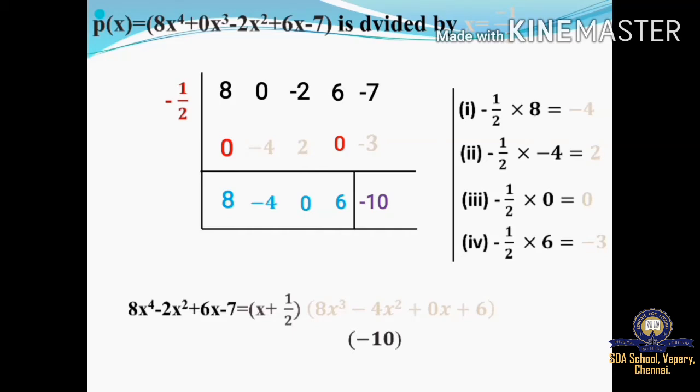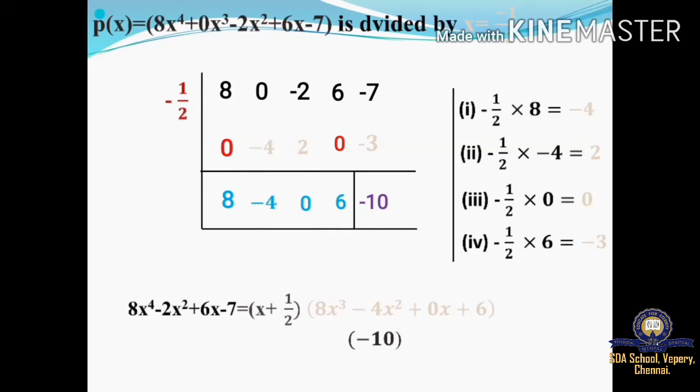The given polynomial was 8x power 4 minus 2x square plus 6x minus 7. Now how have I written this? Okay, x plus 1 by 2. From where did I get this? I got it from the question. This was given to me, right? It has to be divided by x plus 1 by 2. And the quotient is something which I just found.